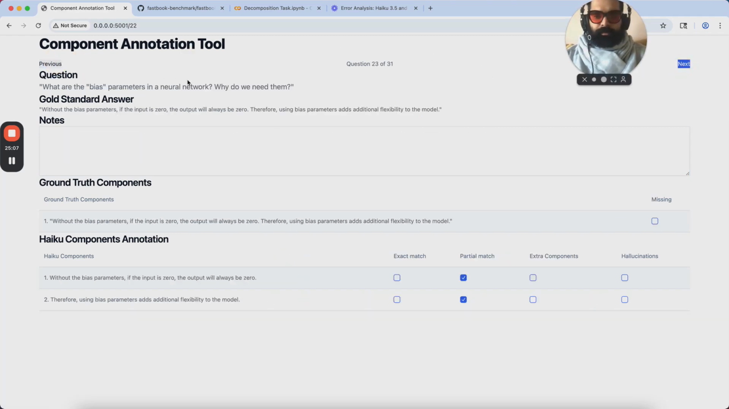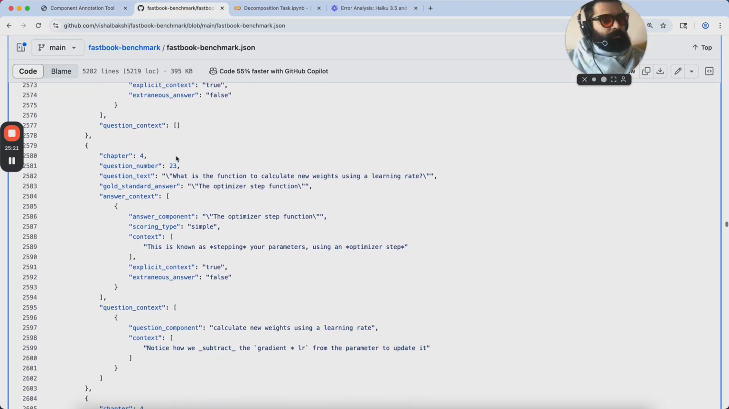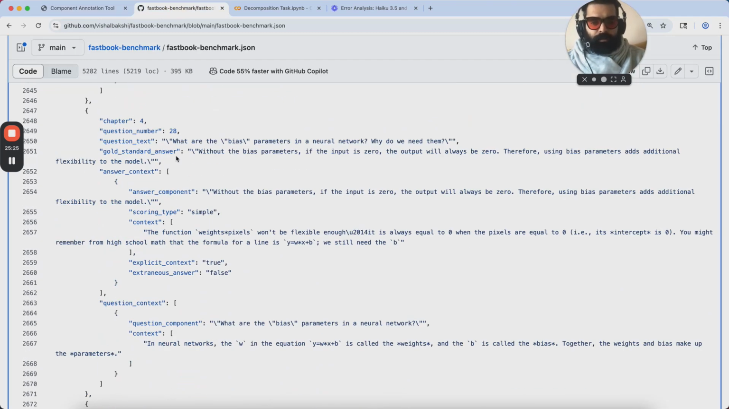What are the bias parameters in the neural network? Without the bias parameters, if the input is 0, the output will always be 0. Therefore, using bias parameters adds additional flexibility. Okay? We'll be flexible. You might remember.